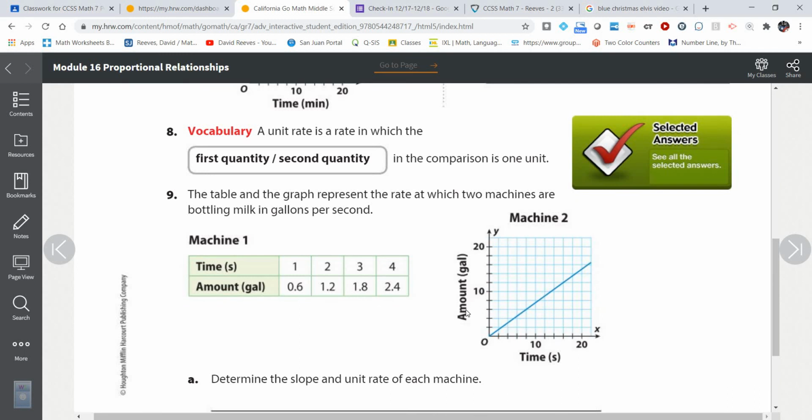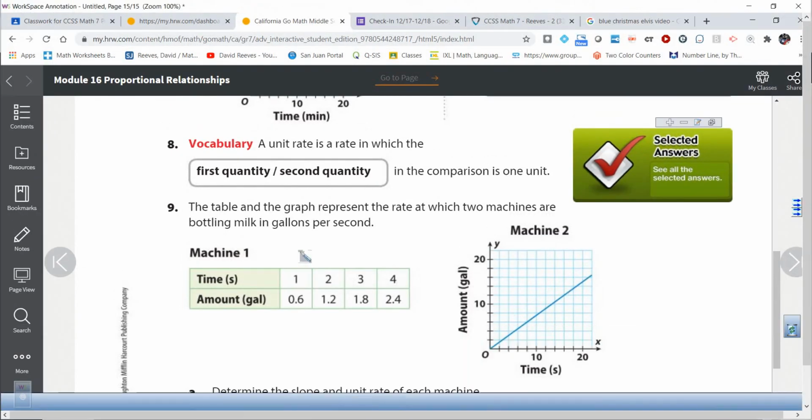So you can find the unit rate from a table. You can find the unit rate from the graph. Oh, one more thing. You know what I didn't do? I didn't do the equation. So what would the equation be for machine 1? All right, what was its unit rate? Remember what it was? The unit rate, which turns out to be the same as the constant of proportionality for machine 1, was 3/5, right?